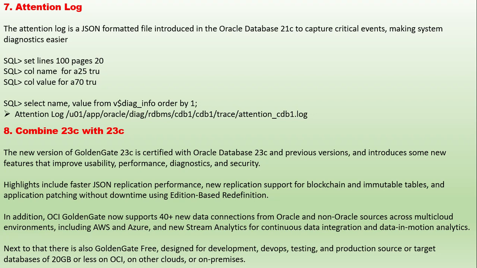using edition-based redefinition. In addition, OCI GoldenGate now supports 40-plus new data connections from Oracle and non-Oracle sources across multi-cloud environments including AWS and Azure, and new stream analytics for continuous data integration and data-in-motion analytics. Next to that, there is also GoldenGate Free, designed for development, DevOps, testing, and production source or target databases of 20 GB or less, on OCI, on other clouds, or on premises.